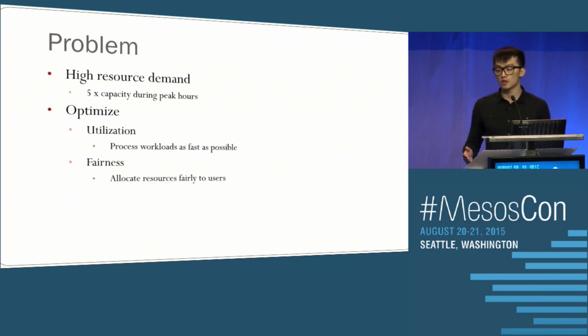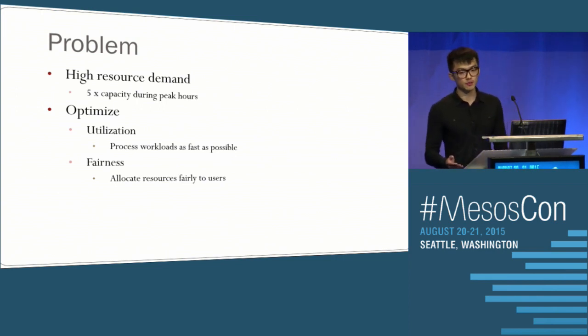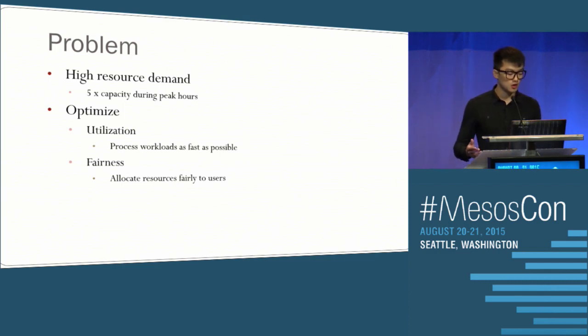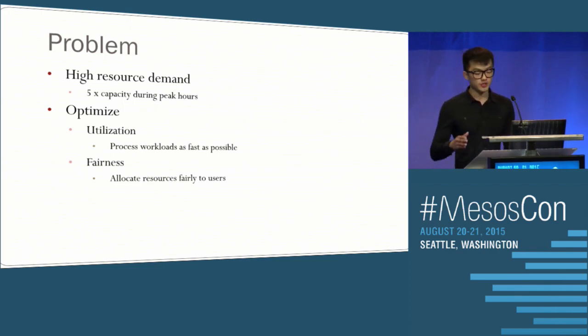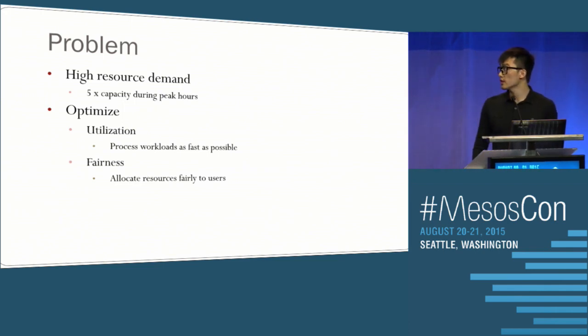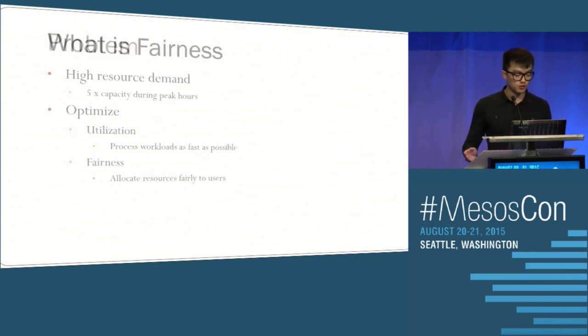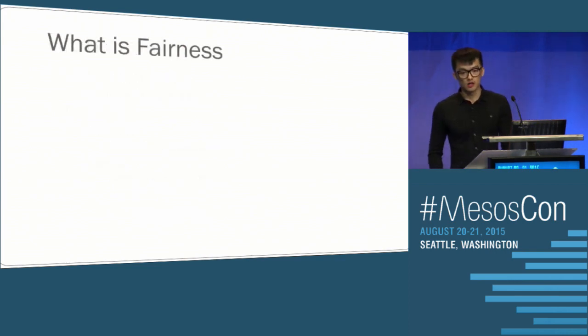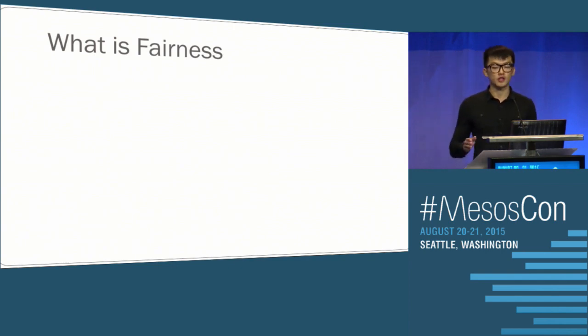The second is fairness. Again, because Cook is shared by multiple research teams, by multiple researchers, we want to allocate the cluster resources fairly among our users. Well, for some definition of fair. So here the meaning of utilization is quite straightforward, but fairness might require a little bit of thinking. What does that mean? What is fairness? Fairness has a lot of definitions, and there are a lot of ways to achieve fairness.